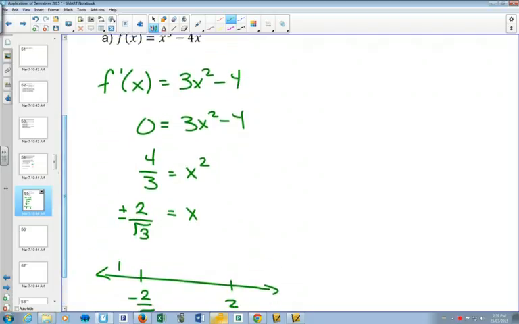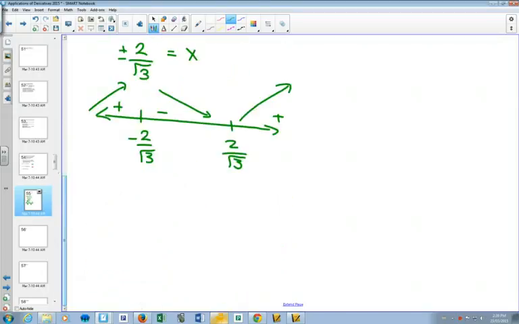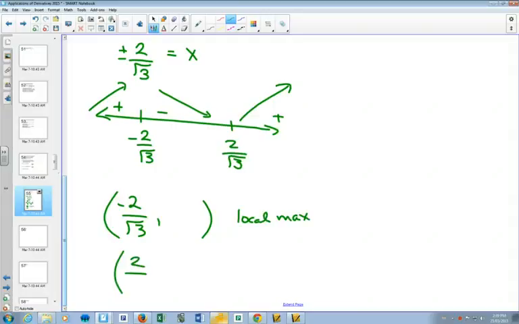Try a large negative number. This section will be positive, increasing. Try 0, you'll get negative, decreasing. Try a number bigger than that, it'll be increasing again. So we already know that negative 2 over root 3 comma something is a local max, and 2 over root 3 comma something is a local min.